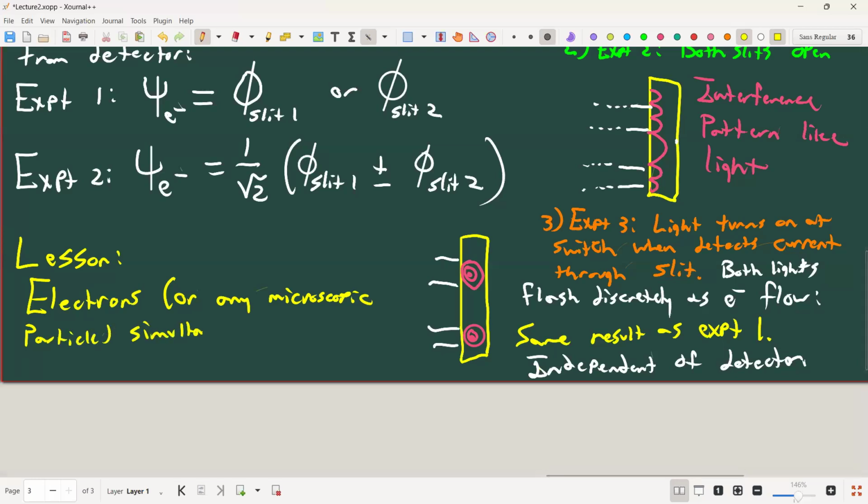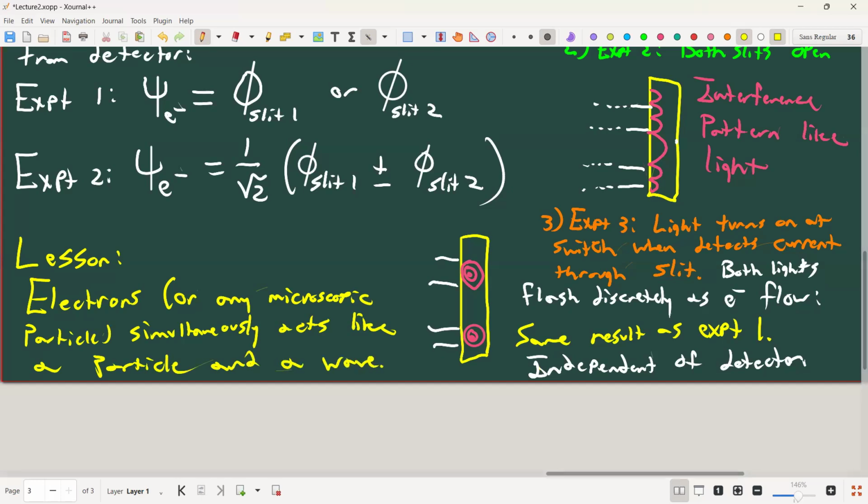simultaneously acts like a particle and a wave, right? It collides with the detector like a particle, but the way that it macroscopically accumulates hits is like a wave. So it has wave and particle properties simultaneously.